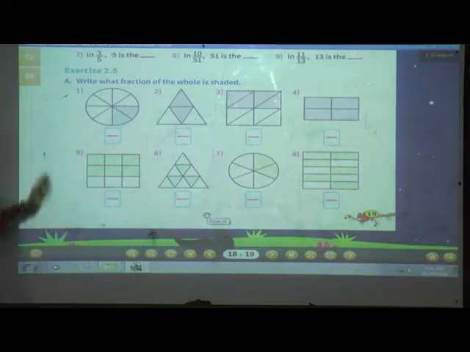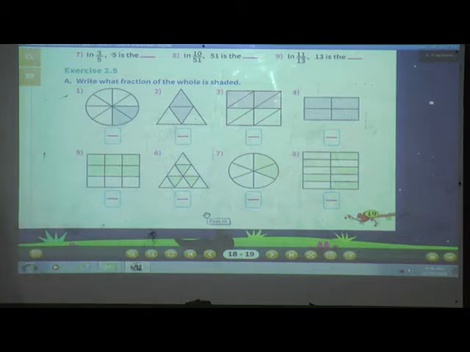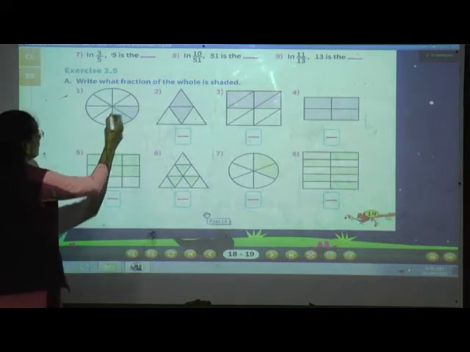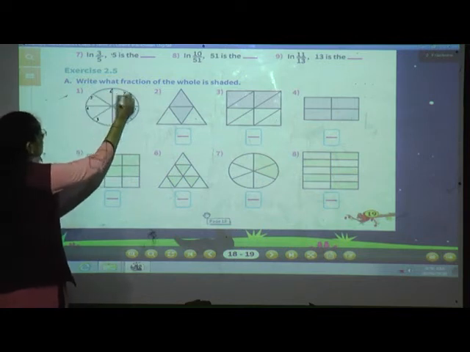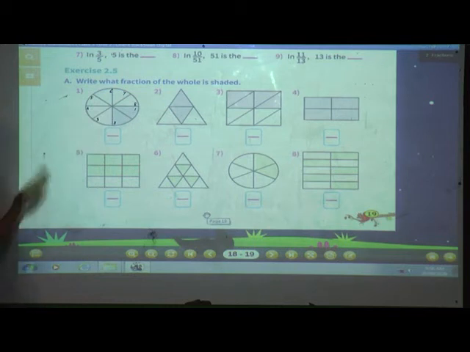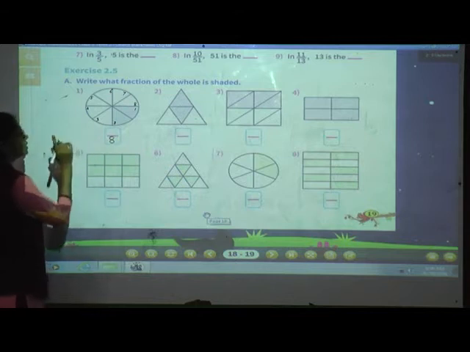Now see students, here are some examples that are given to us and we have to write what fraction of the whole is shaded. Now here in this first example, we have to write the fraction of the shaded part. Now count the total number of parts you can see here. So let us count 1, 2, 3, 4, 5, 6, 7, 8. This whole is divided into 8 equal parts. So in this fraction 8 is the denominator.